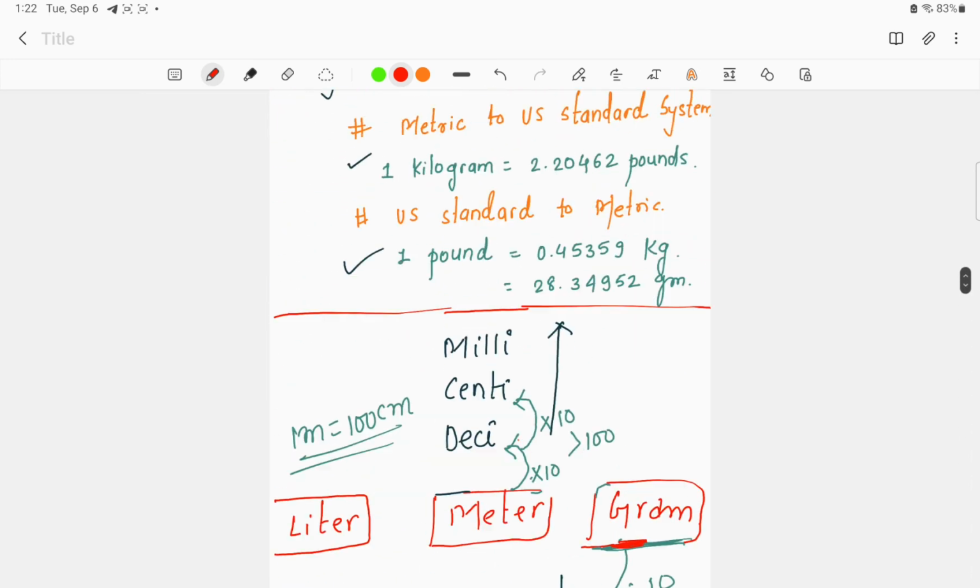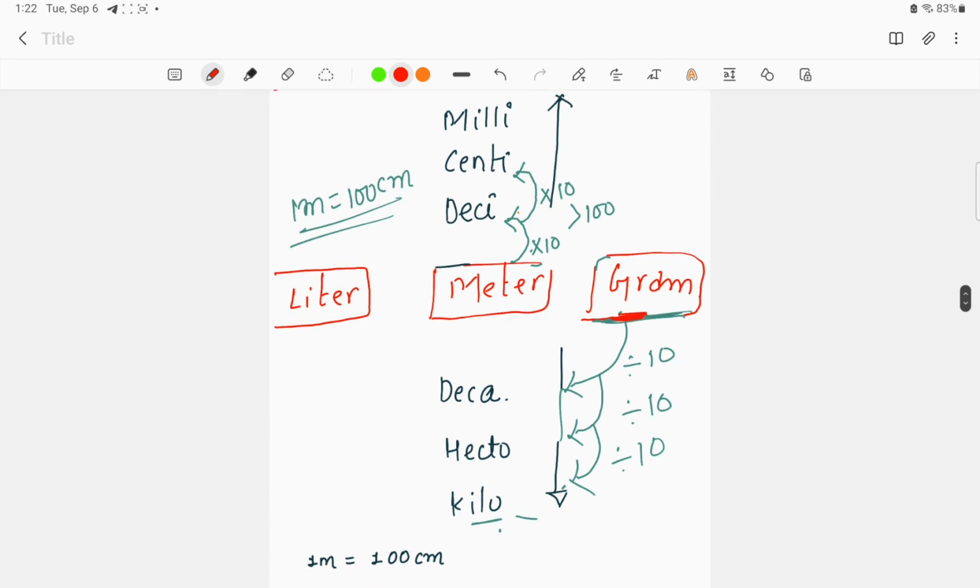Look what we have done here. We have to convert 500 centimeter into meter. So basically we are converting centimeter into meter, and we are following downward steps here. How many steps are we following? We are following centimeter to decimeter, decimeter to meter. Are we following upward steps or downward steps? We are here following downward steps.